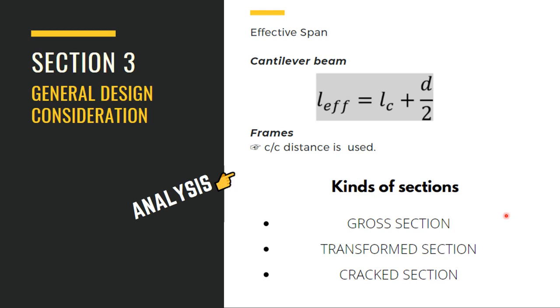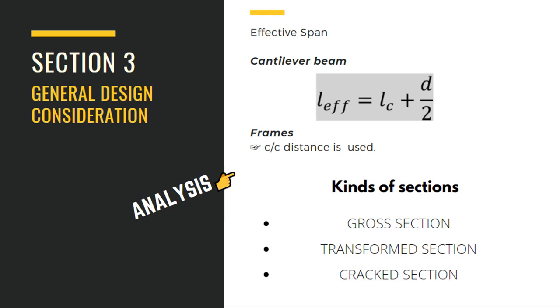Modular ratio is nothing but Es by Ec, the elastic modulus of steel divided by the elastic modulus of concrete. So if we use modular ratio to transform the section into the same material, that section is known as the transformed section. Cracked section: the area of concrete in compression plus the area of reinforcement transformed on the basis of modular ratio is the cracked section.